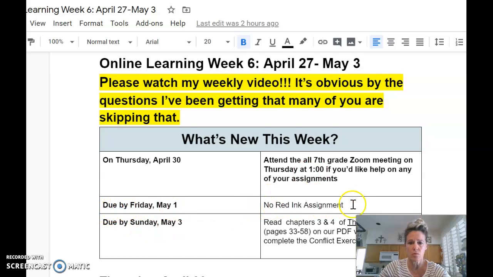This Friday is another no red ink assignment. I think you'll find this one very easy. It's on using commonly misused words, like the two forms of it's and its, theirs, and that sort of thing. If you look at the lessons and the example guides, I honestly think this will be one that you'll breeze right through. If you do have any trouble on it, let me know.